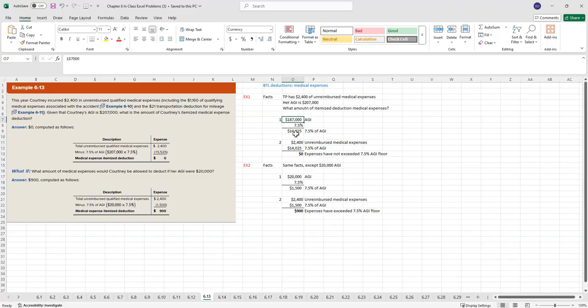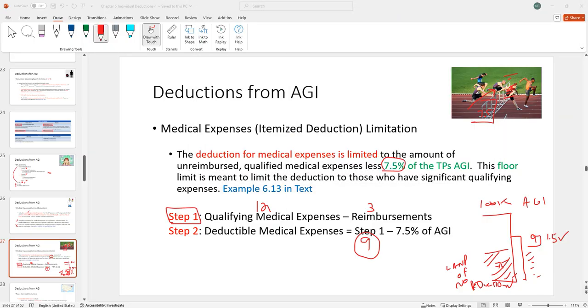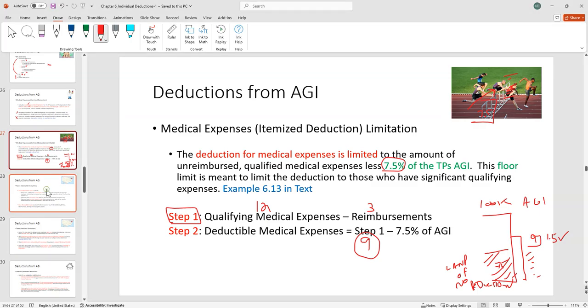If we have AGI of 187, that's 7.5% of AGI. If we only have $2,400, you're getting nothing, right? You're all in that land of no deductions. Change it up, where you have 1,500, which is 7.5% of AGI, and you have 2,400 expenses. Okay, 900 cleared that hurdle. So that's medical in the COMMIT acronym.